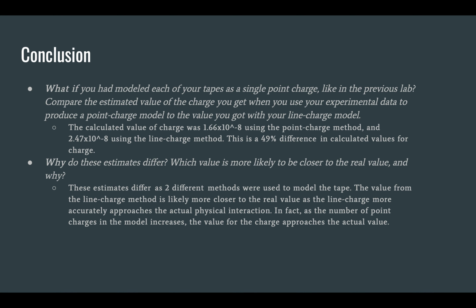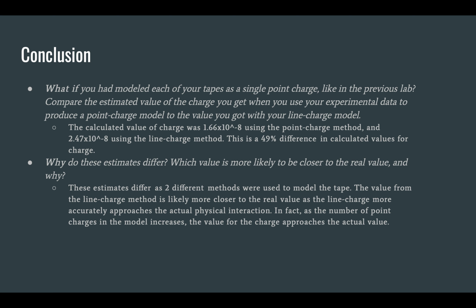Okay, so conclusion. What if you had modeled each of your tapes as a single point charge like in the previous lab? Compare the estimated value of the charge you get when you use your experimental data to produce a point charge model to the value you got with your line charge model. So the calculated value of charge was 1.66 times 10 to the negative 8th using the point charge method, and 2.47 times 10 to the negative 8th using the line charge method. This is a 49% difference in calculated values for charge, so quite a bit of difference.